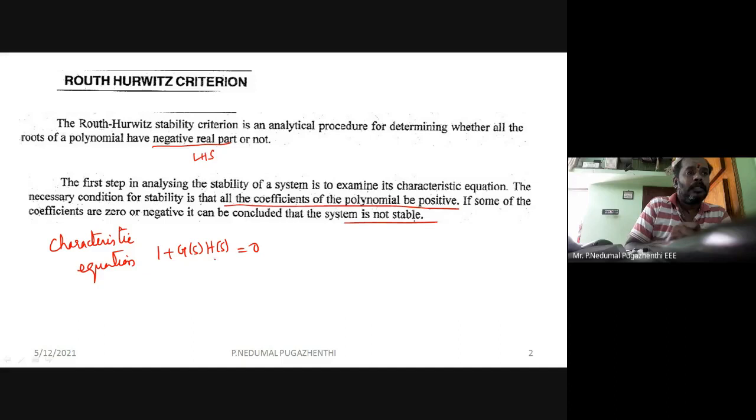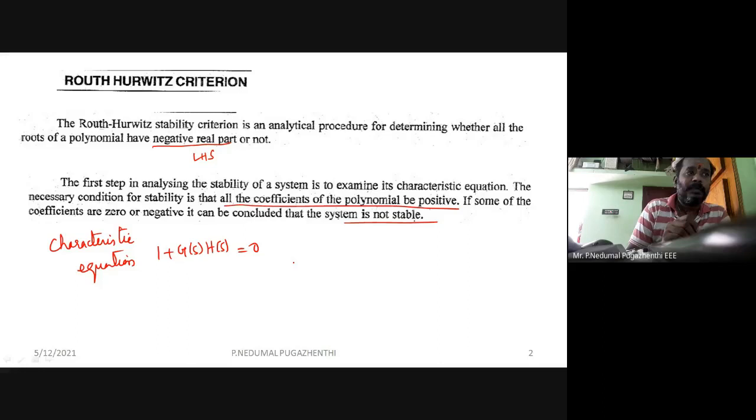You analyze that characteristic equation. You go through it and check whether all the coefficients of the characteristic equation are present, and that they are found to be positive. Then you say the system is stable. Then you can conclude or comment that mostly the system is going to be stable.